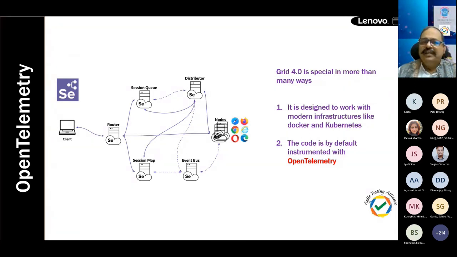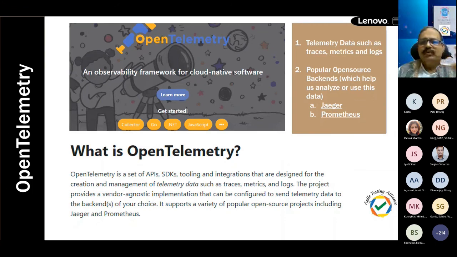And Selenium Grid 4 is very special. First of all, it is designed to work with modern infrastructures like Docker and Kubernetes. And the second important concept in Selenium 4.0 is that the entire code, the entire jar files or libraries that the team has built, is instrumented with something called OpenTelemetry. OpenTelemetry is an open source telemetry framework, a set of APIs and SDKs, which allows you to track or trap traces, metrics and logs.